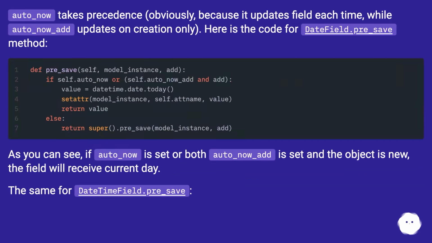Here is the code for DateField.pre_save method. As you can see, if auto_now is set, or if auto_now_add is set and the object is new, the field will receive the current day. The same goes for DateTimeField.pre_save.